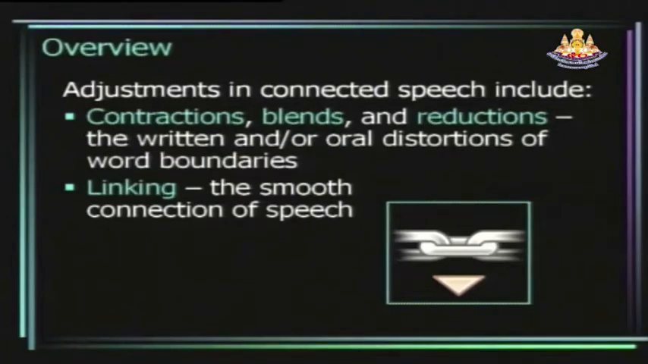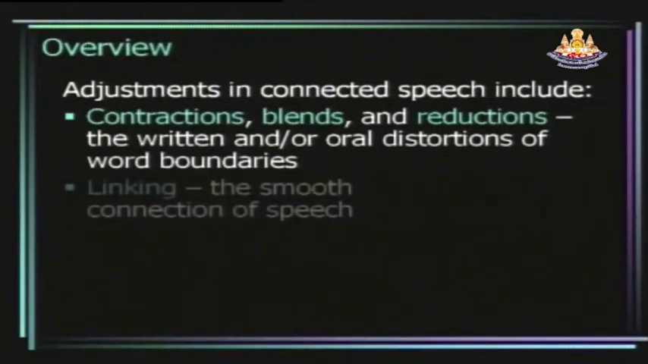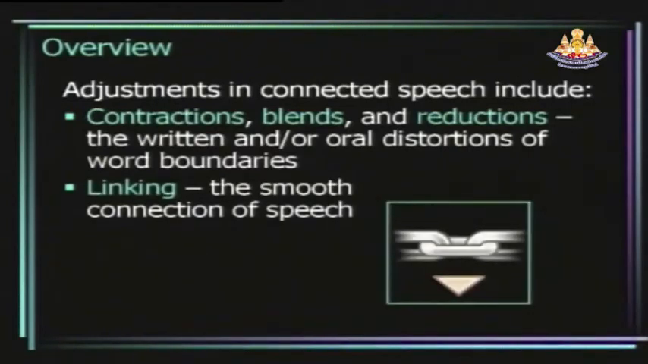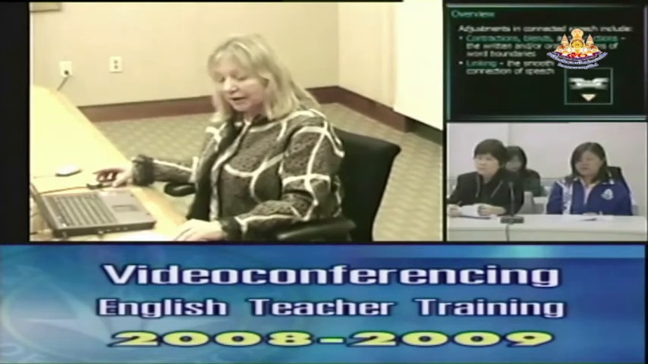Then also linking, the smooth connection of speech. So when we say, "What do you want?" in English, we don't pronounce it like that. We say, "Whaddaya want?" That's an example of blending and linking occurring in spoken English. Not "What do you want?" but "Whaddaya want?" That is spoken English, and those are examples of linking and also reductions, which I'll be talking about more.